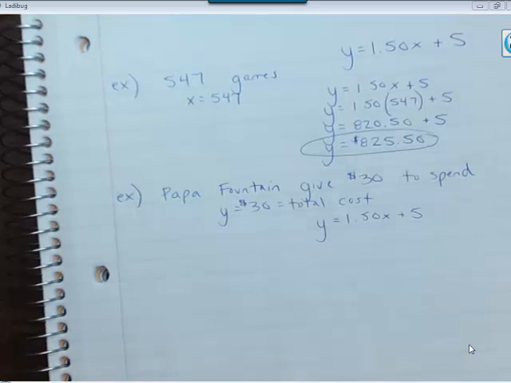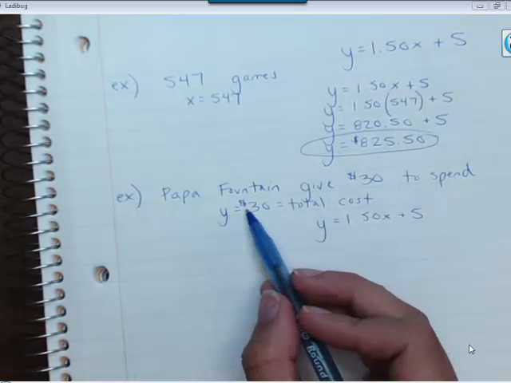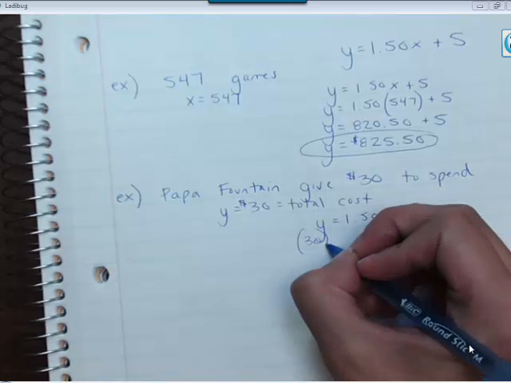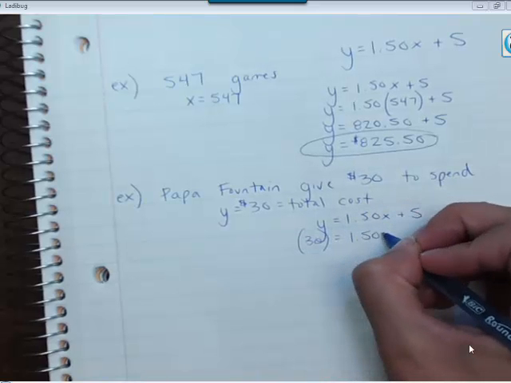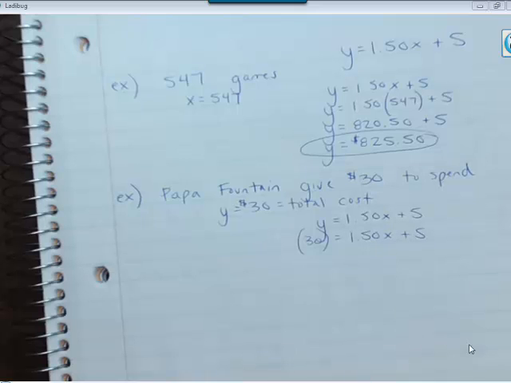They give me my Y. So I'm going to plug in $30 for Y. That's as much as I can spend. I need to solve for X. So remember, this is our two-step equation, which we worked on last week a little bit.